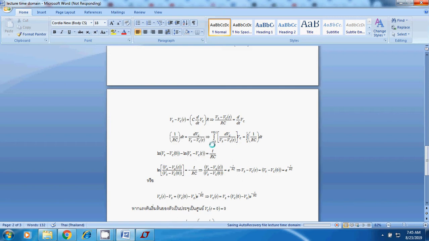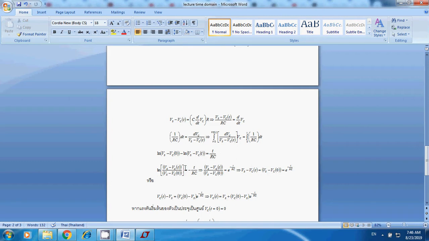So that means you put the limit of integration starting from V0. That's why I have Vc at t equal to 0 right here, and then minus ln of Vs minus Vc at any time. And on the right, 1 over RC is constant, so you end up with t, and then you take the limit from 0 to t, so you end up with t over RC.